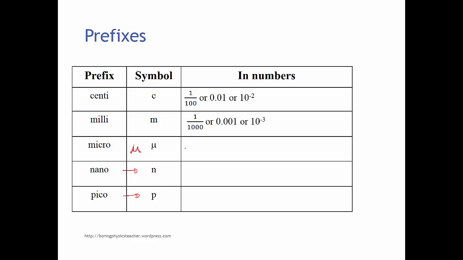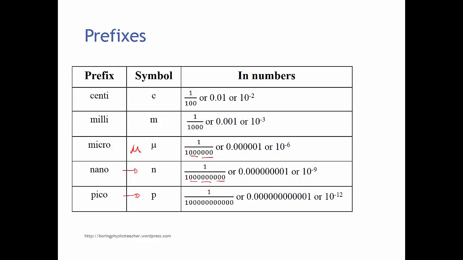If you look at the pattern, it's pretty simple. Micro is 1 over 6 zeros, or 10 to the power negative 6. Nano is 9 zeros, or 10 to the power negative 9. And pico, of course, will be 12 zeros, 1, 2, 3, 1, 2, 3, 1, 2, 3, and 10 to the power negative 12. So these are the actual numbers.